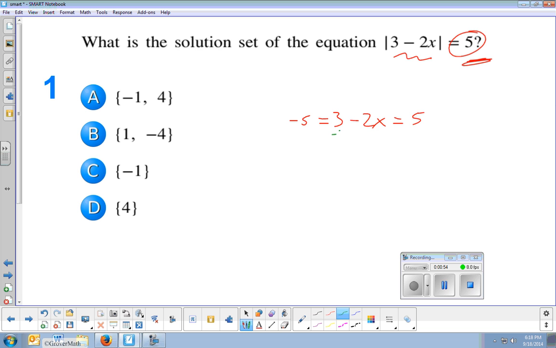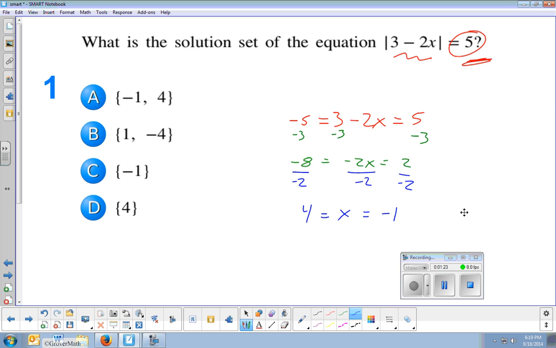So the first thing I want to do is minus 3. I minus 3 to both ends of that as well. And so that's going to give me negative 8 equals negative 2x equals positive 2. And then to get x alone, I'm going to divide everything by negative 2, and I end up with a positive 4 over here, x, and also a negative 1.